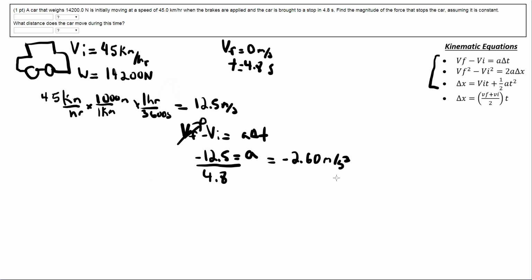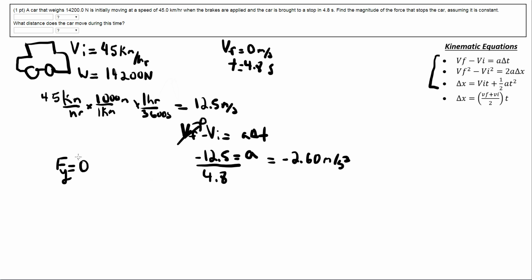Now that we know our acceleration, we can go back to the original information that we were given about the car. We're told that the car weighs 14,200 newtons. If we look at the car, it's not floating, it's not levitating, and it's not a plane about to lift off. So we can say that the force in this case, in the y, is equal to 0.